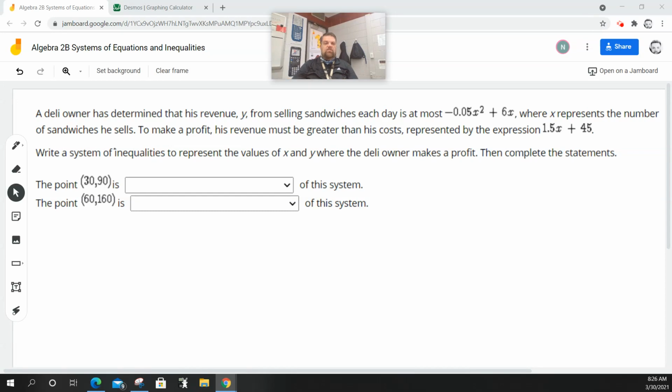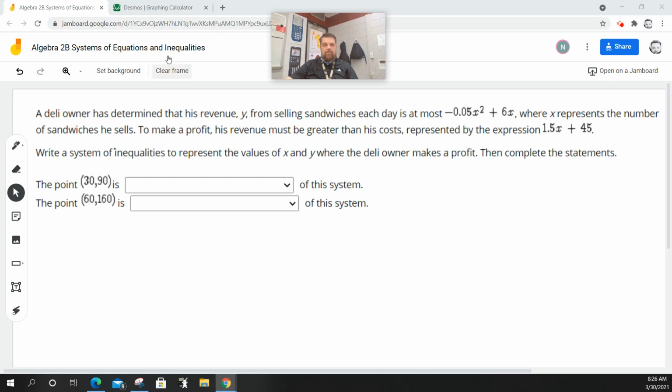So this one says the deli owner has determined that his revenue y from the selling of sandwiches each day is at most negative 0.5x squared plus 6x, where x represents the number of sandwiches he sells. To make a profit, his revenue must be greater than his cost, which is 1.5x plus 45. Which system of equations represents the values of y and x when he makes a profit?